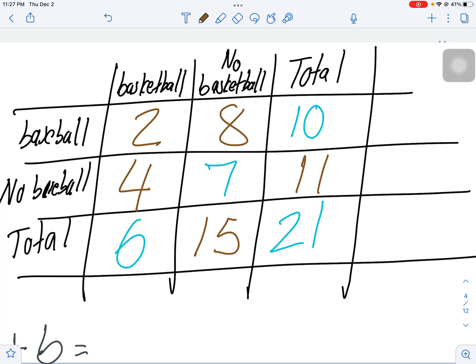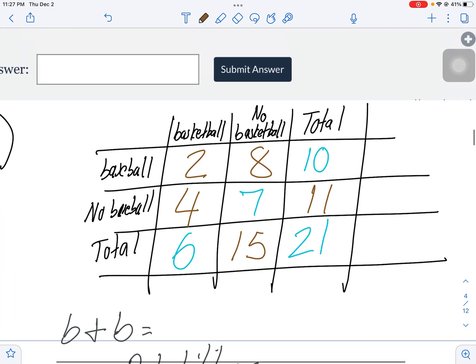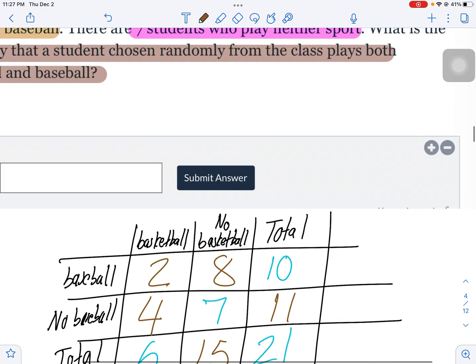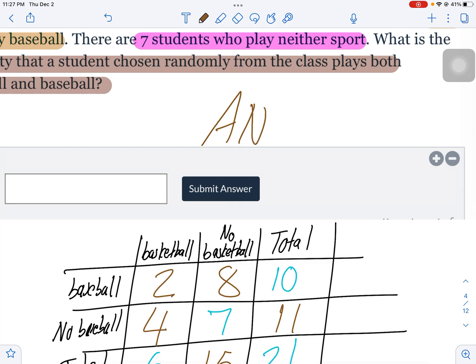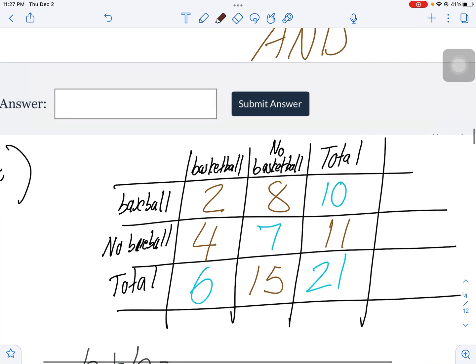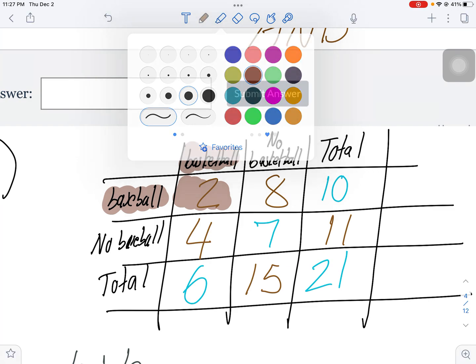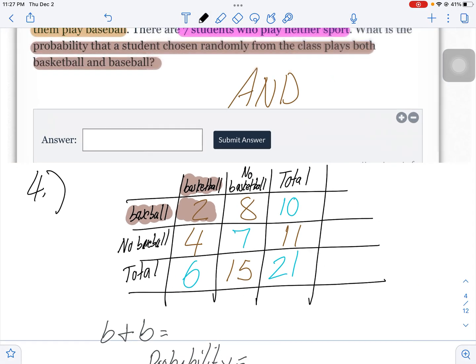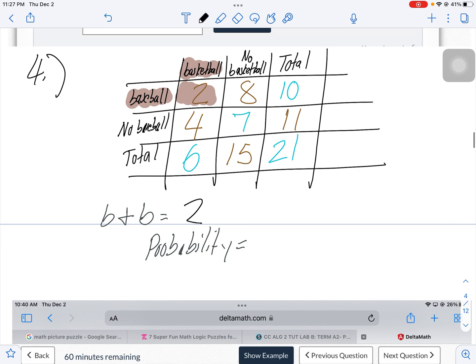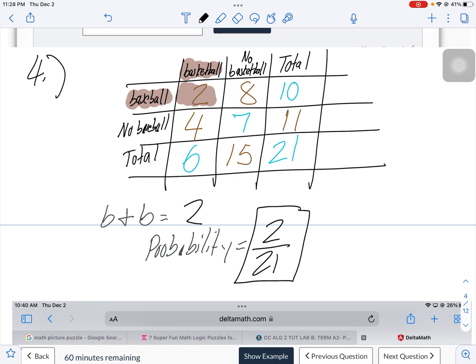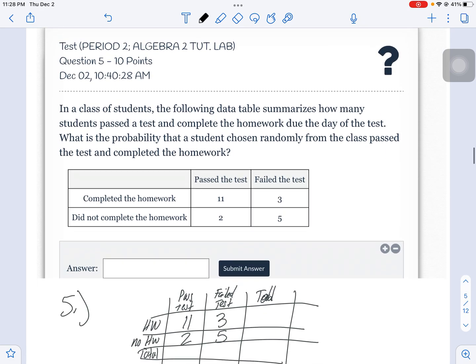All right. So the question is, how many students play basketball and baseball? So this is an and. So basketball and baseball. It's these 2 right here. So our probability is basketball and baseball are 2. So our probability will be 2 out of a total of 21 students. There you go. That's what a problem like that would look like.